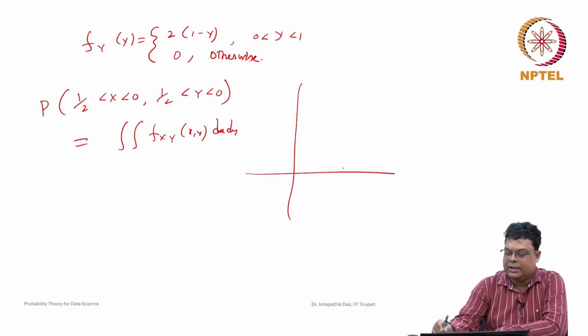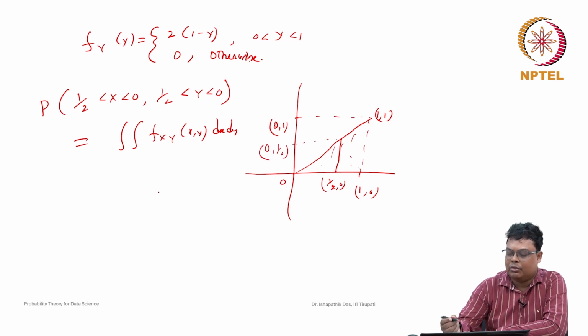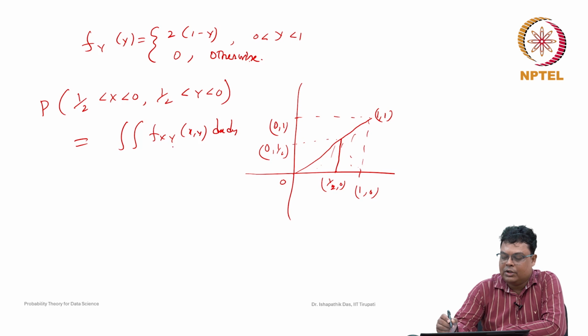Now this dx dy is actually not non-zero everywhere. Suppose this is (1, 0), this is (0, 1), and this becomes (1, 1). This is the line y = x, and this is the region where it is non-zero. Now we have to find the probability up to this point, which is 1/2 on each axis.